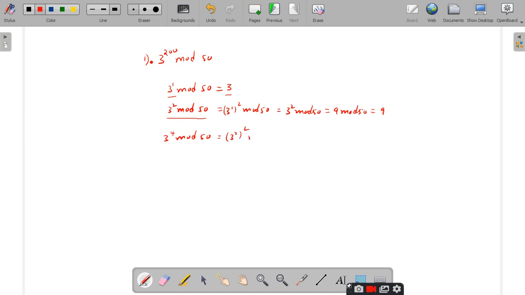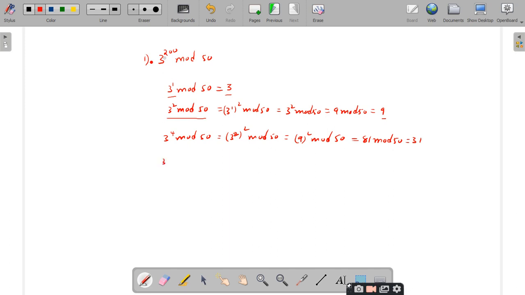3 square whole square mod 50. What is the value of 3 square here? 9, sir. 9 square mod 50, that is equal to 81 mod 50. What is 81 mod 50? 31, sir. Super, 31. Now again I will calculate.